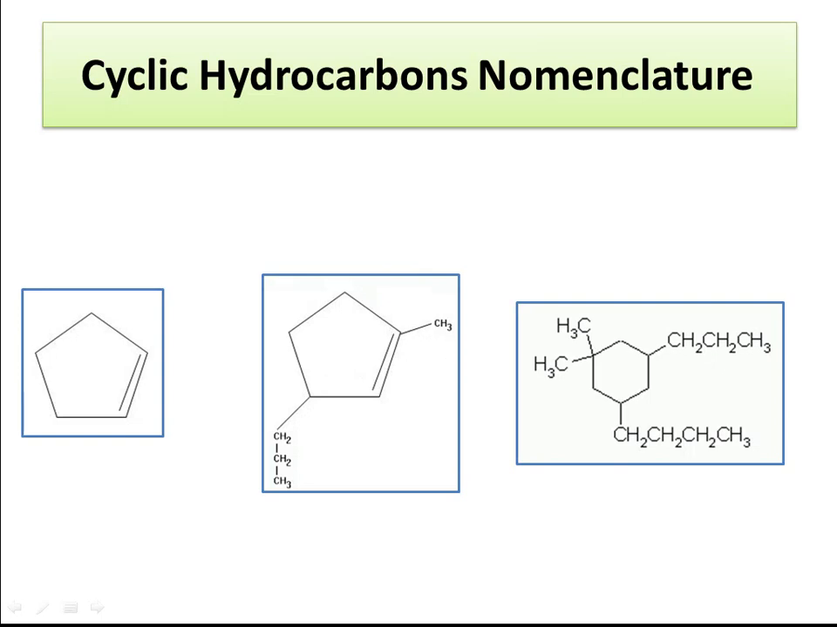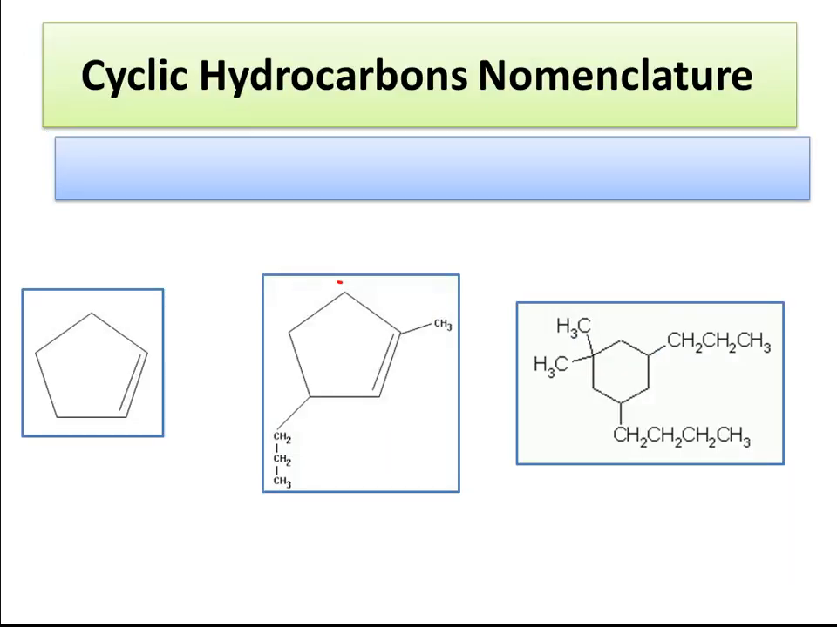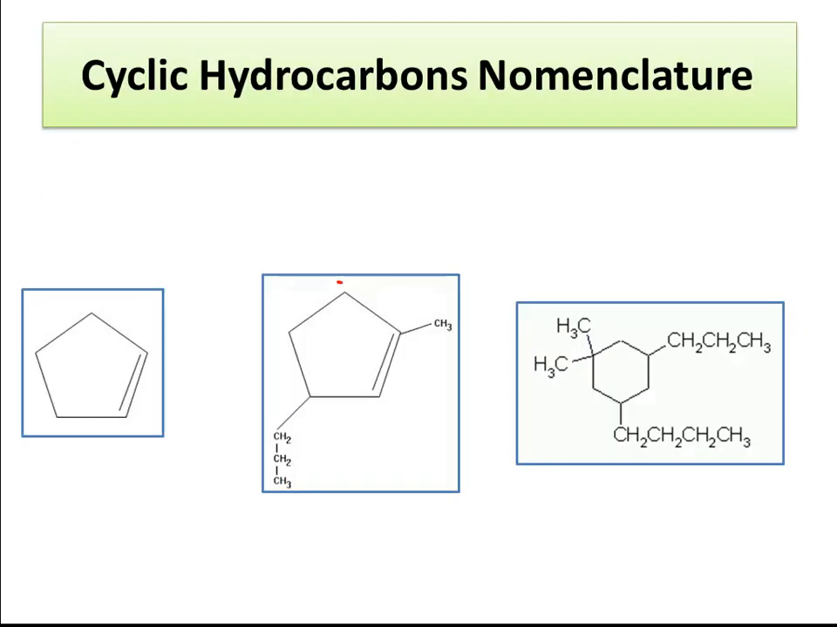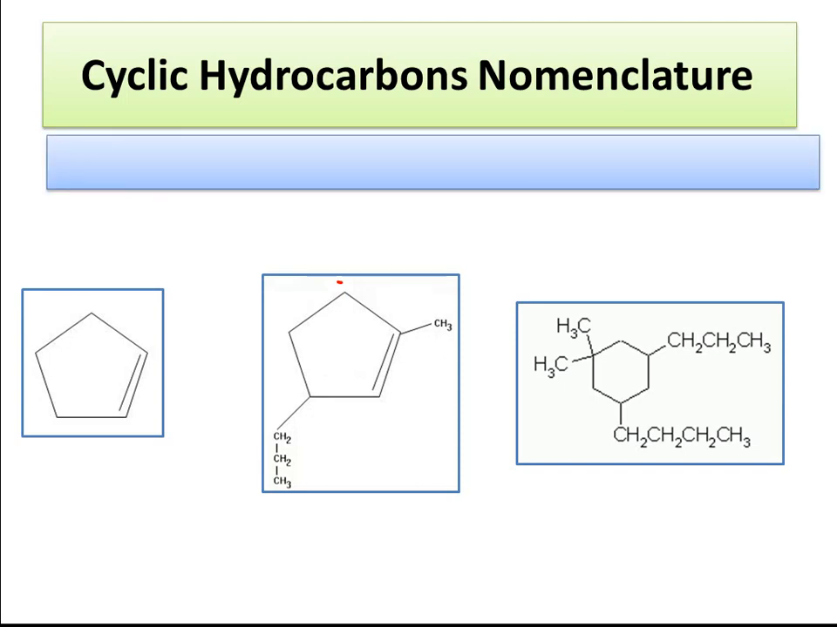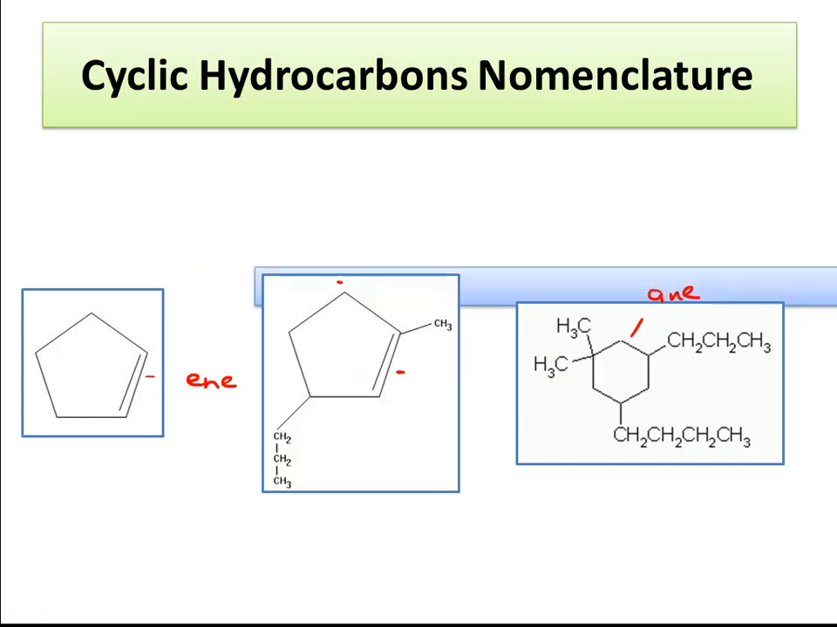Let's look at how we name these cyclic alkanes. First things first, we have to identify whether it's an alkane or an alkene, so we need to choose the correct ending. For example, the ending for this one will be ENE. Why ENE? Because there's a double bond there. The ending for this one will be ANE. So this one is an alkane, a cycloalkane. The first two are cycloalkenes.